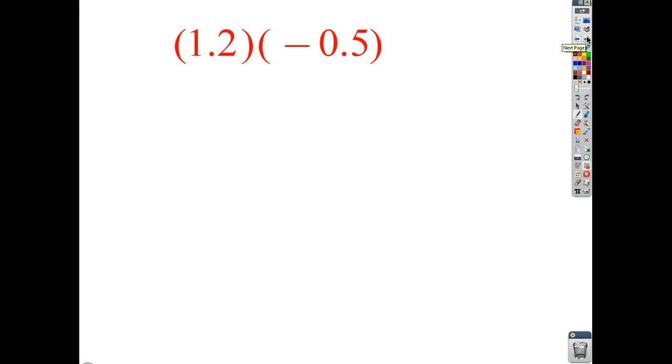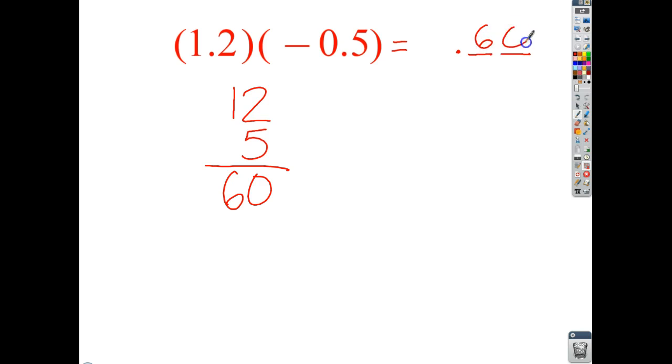Okay, same problem essentially, except now I have negative 0.5. So what I'm going to do here is I have this many groups, and this is what's going in the group. So I'm repeatedly getting negative 0.5. Again, I'm going to do 1.2 times 5. We already know that this is 60. How many decimal places do I have? I have 1 here, 2 here, so I know that my answer is going to have 2 decimal places. I look and I see that I have 2 values here, and I can fill in a 0 here, and because I know that one of my parts of this was negative, my final answer will stay negative.